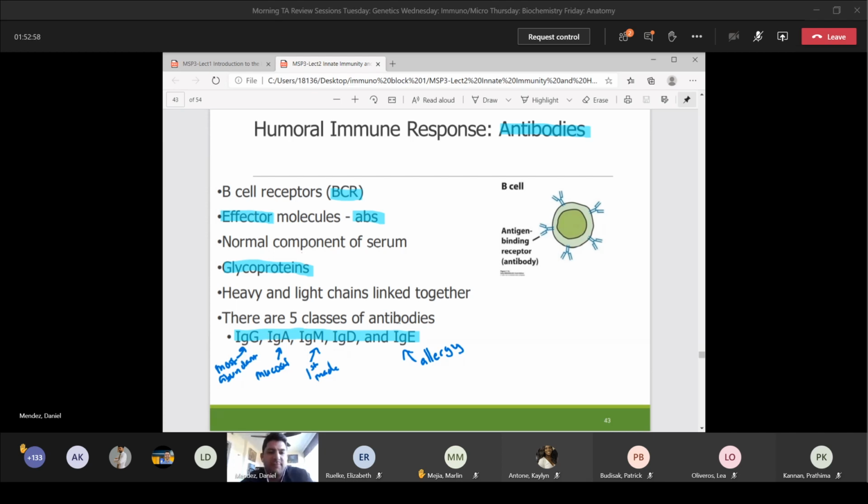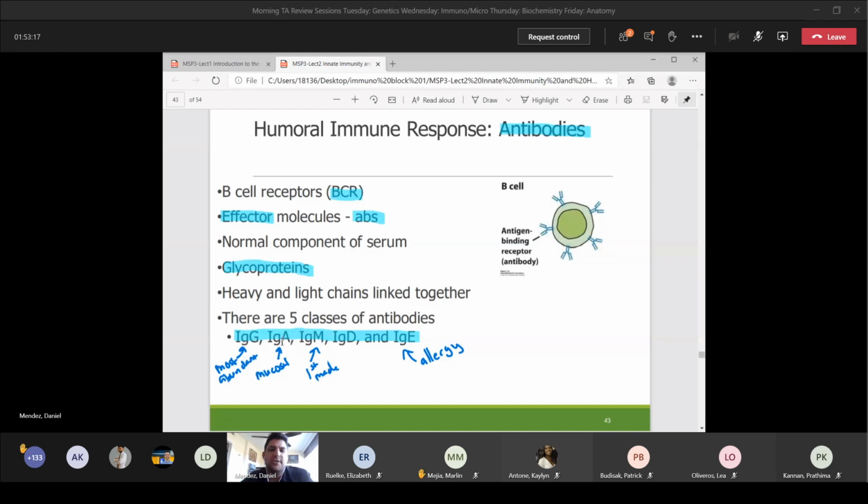They have here the 5 most common, or the 5 classes of antibodies. It is important to know the differences between them. So IgG is the most abundant. IgA is mucosal, so it's found in all mucosal surfaces. IgG is also the smallest. So that's an important factor to remember, that IgG is the most abundant and smallest.